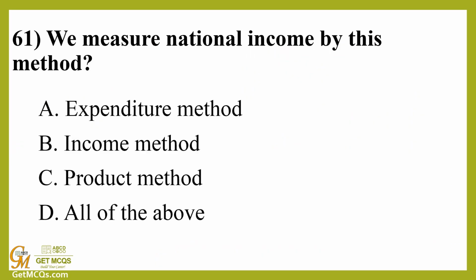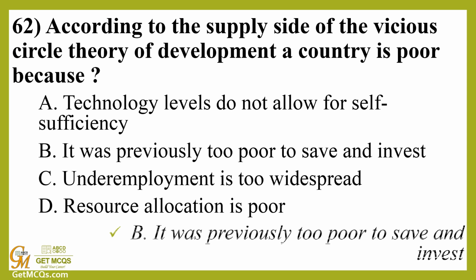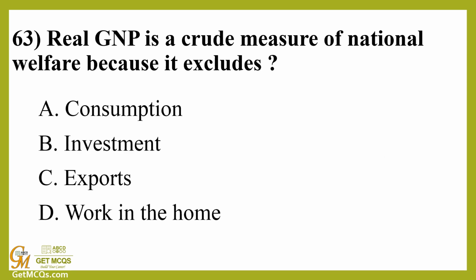61. We measure national income by this method. D. All of the above. 62. According to the supply side of the vicious circle theory of development, a country is poor because b. It was previously too poor to save and invest. 63. Real GNP is a crude measure of national welfare because it excludes d. Work in the home.